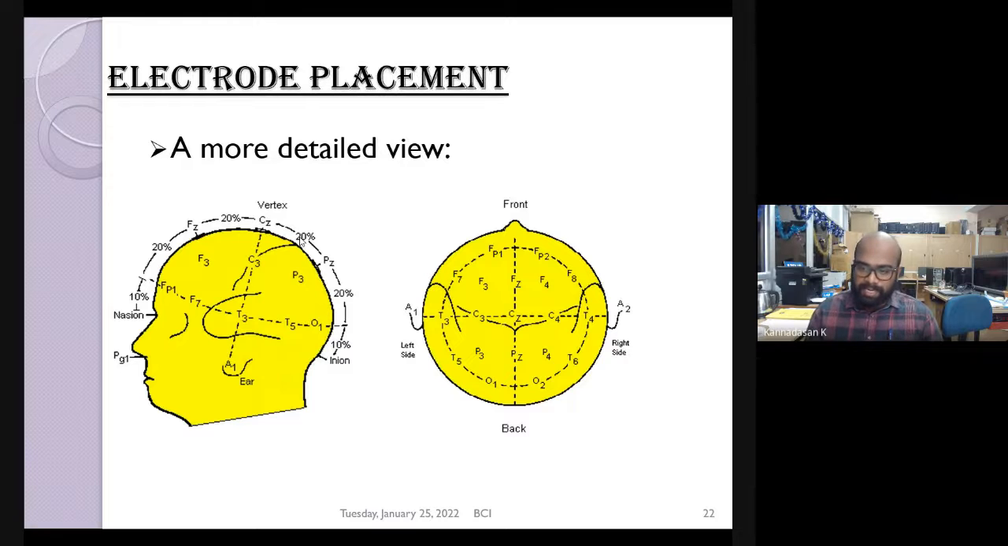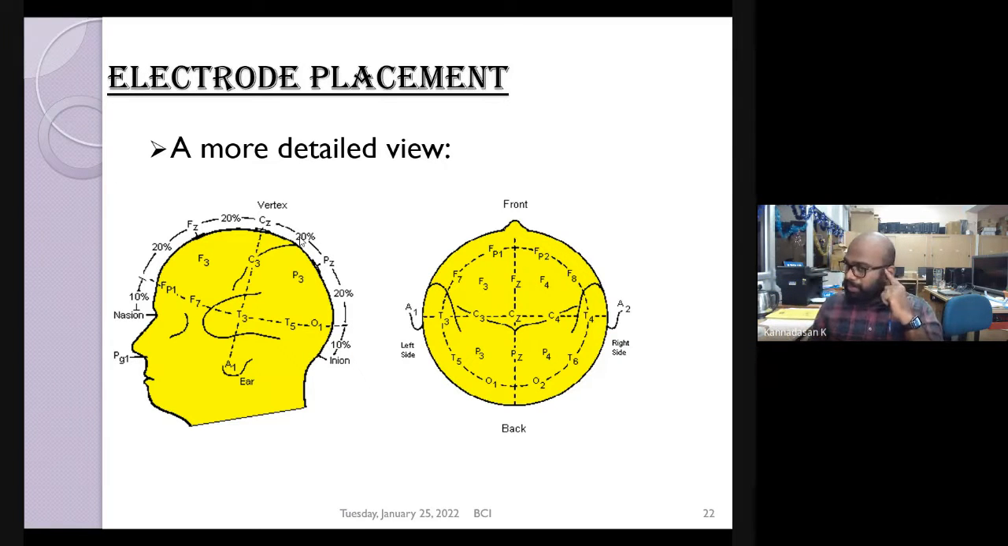You can see a more detailed view of this. As I said, from nasion to inion, you'll be measuring 10%, 10%, 20%, 10%, like that, and then calculating. Starting here: frontal, central, parietal, and then temporal, occipital, and then temporal near the ear. This is the front view, and you can see the top view, how it looks. The sharp part is the nose. Looking from here, this will be your central part somewhere here, so you'll be splitting the brain and measuring.